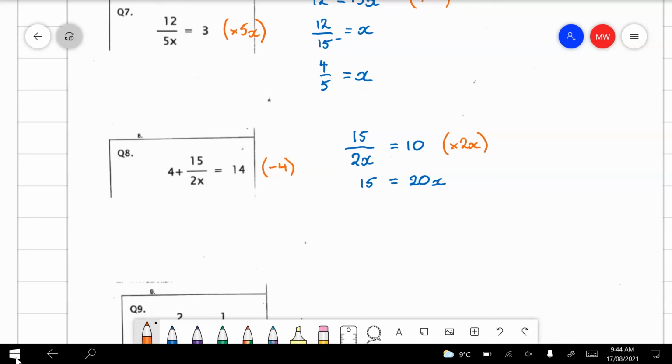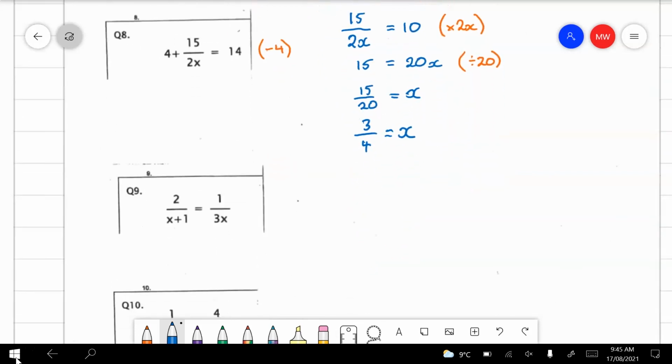And now we'll divide by 20 on both sides. So we'll end up with 15 over 20 equaling x. We'll simplify that fraction. You can use your calculator, but 5 will go into 15 3 times, 5 will go into 20 4 times. So the most correct answer there is 3/4.